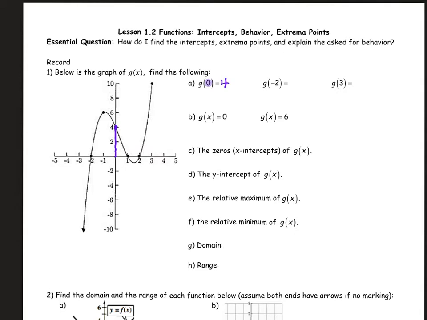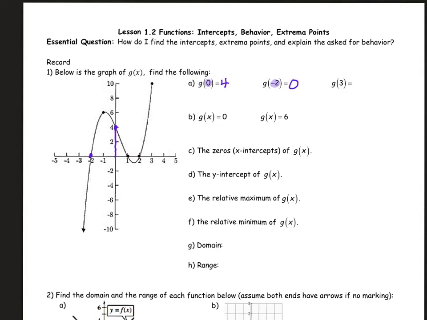So we're going to go ahead and go to the next one. The next one says g of negative 2. So that means x is negative 2 right here. So what is my y? Well, right there, my y is 0.